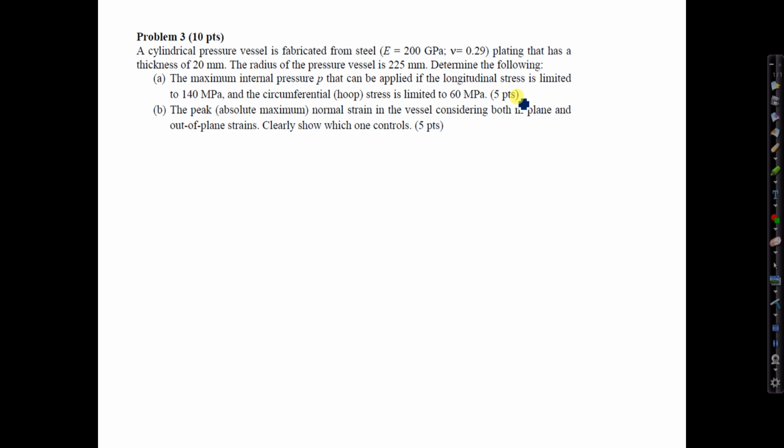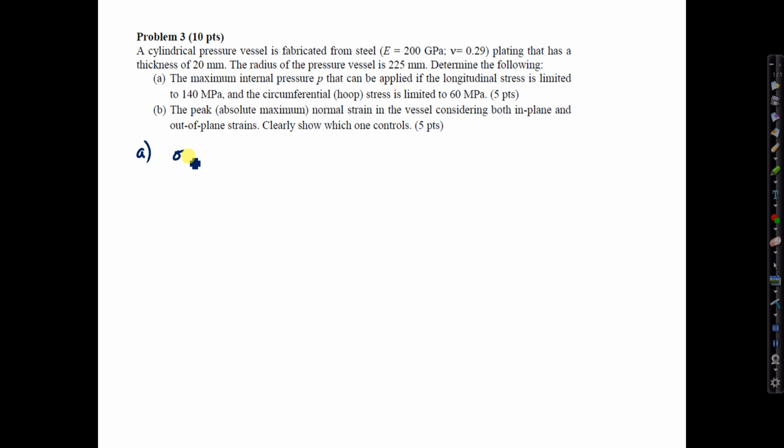Determine the following. Part A, the maximum internal pressure that can be applied if the longitudinal stress is limited to 140 megapascals and the circumferential hoop stress is limited to 60 megapascals. Let's go ahead and work this problem first. Okay, maximum pressure that can be applied.